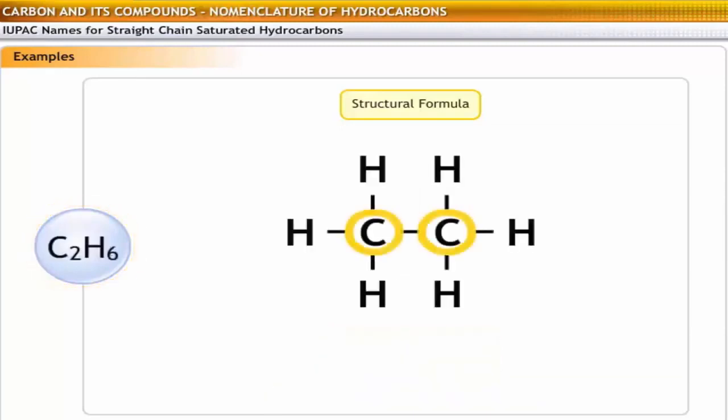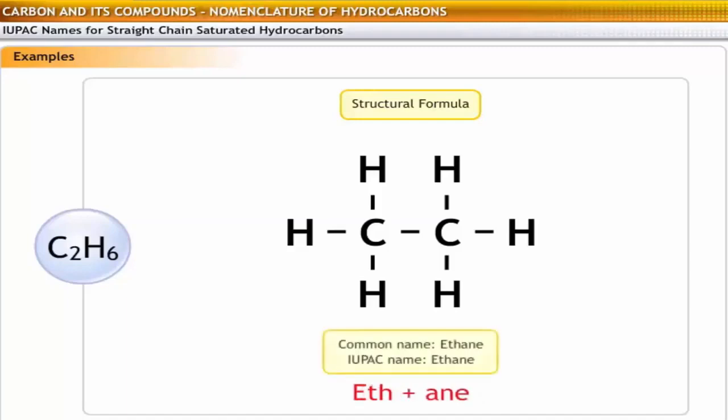C2H6 contains 2 carbon atoms. Hence, the root word is eth. The carbon atoms are saturated, with each having 4 bonds attached to different atoms. Thus, it is an alkane. The IUPAC name is ethane, which is a combination of eth and ane.